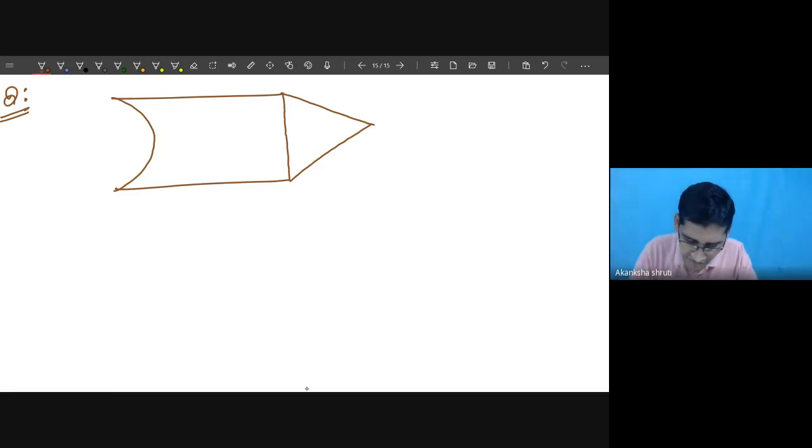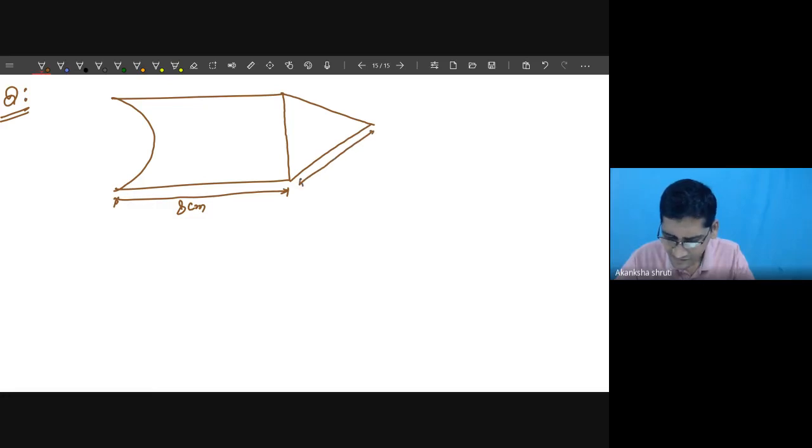Let us consider this much length is given to us as 8 centimeter, and this much length is given as 6 centimeter. So write down the question.